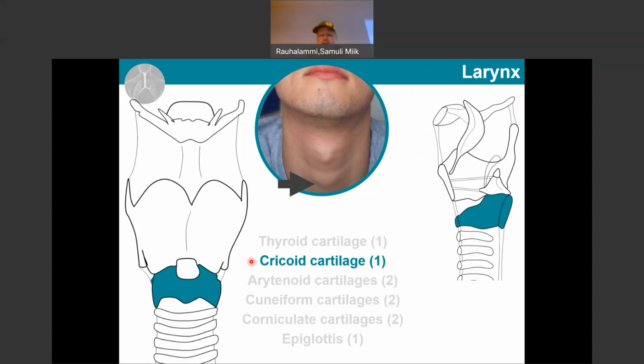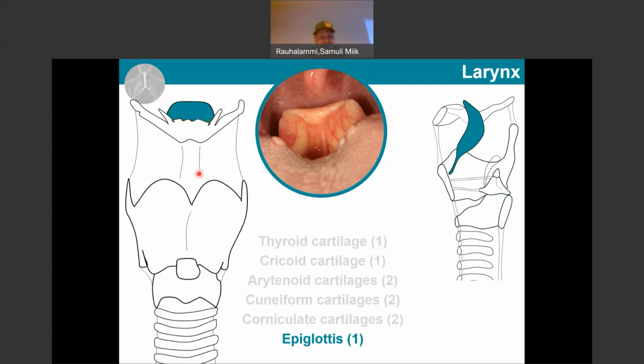Next, I want to jump to the next structure, which is going to be kind of peeking out on this front view, and on this side view, you'll see the entire length of it. It is a cartilage structure known as epiglottis. Here you can see the epiglottis. It is lined with also soft tissue on its surface, but you can definitely see some of that shape there.